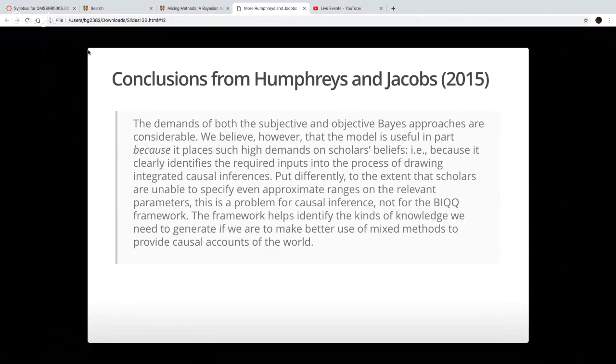The extent to which scholars are unable to specify priors, even approximately, on all these things, especially the clue probabilities, is a problem for causal inference, not for the Bayesian integration of quantitative and qualitative information framework that they're talking about. And the framework helps to identify what sort of research designs you would want to do to maximally give the ability to provide a causal account for these sorts of things.